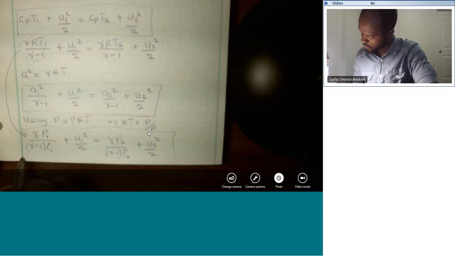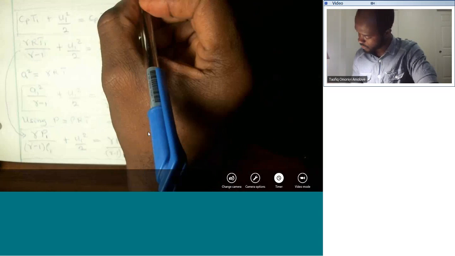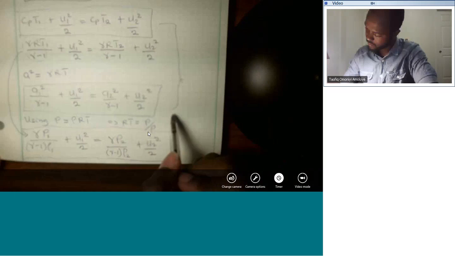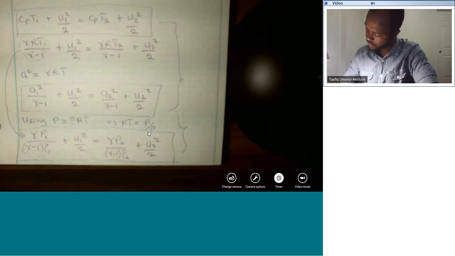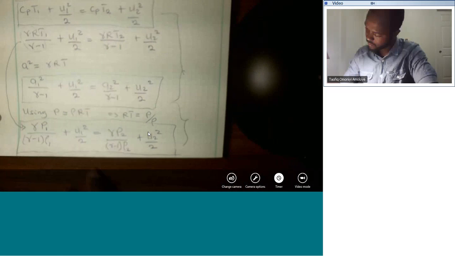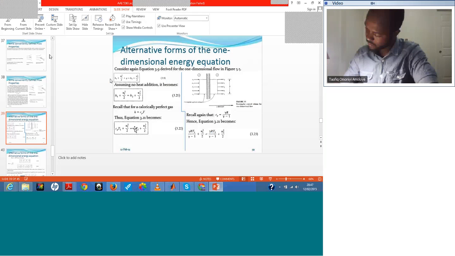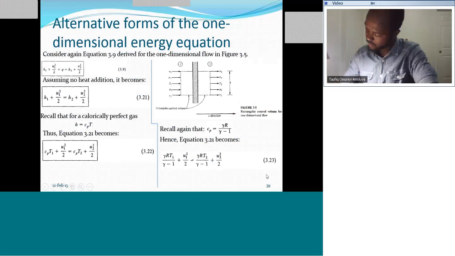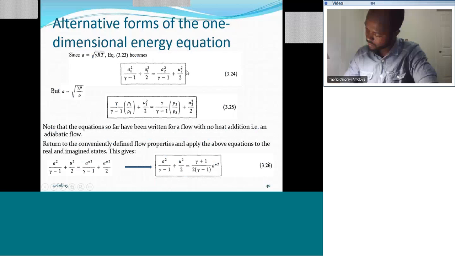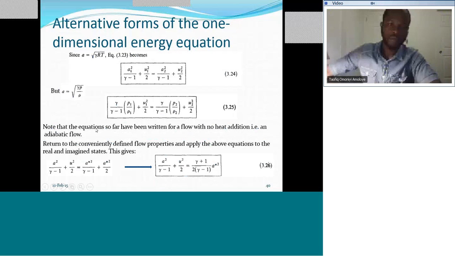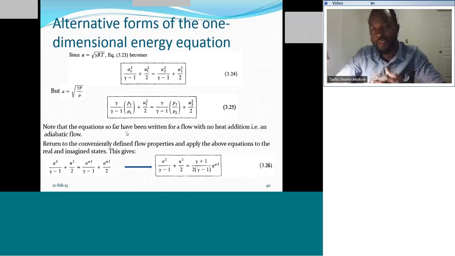These equations are equivalent and saying the same thing. We are making these alternative forms of the energy equation because they will be very useful later on. So that's how we got equation 3.23, then equation 3.24, and then equation 3.25. Note that the equations so far have been written for a flow with no heat addition. That is, we assumed an adiabatic flow where Q equals 0.